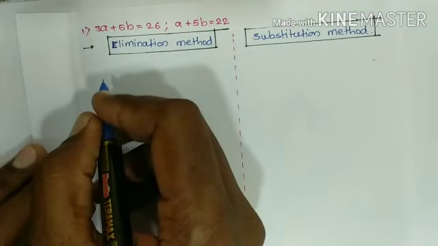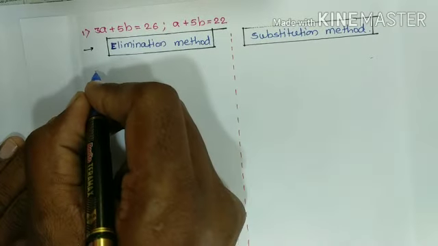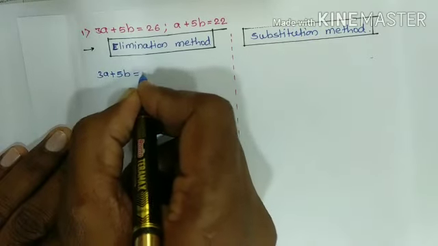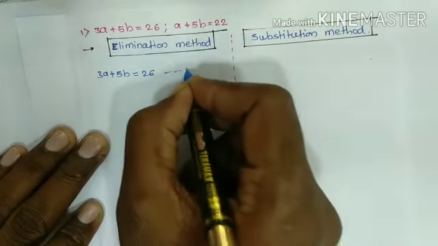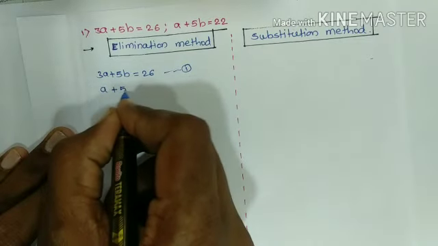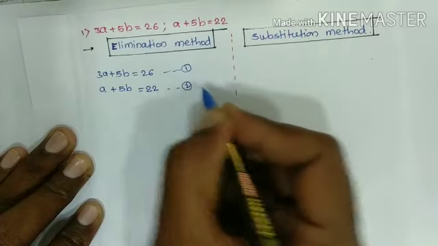Here to solve this equation, the given equations are 3a plus 5b equals 26. This is the first equation. Then a plus 5b equals 22. This is the second equation.